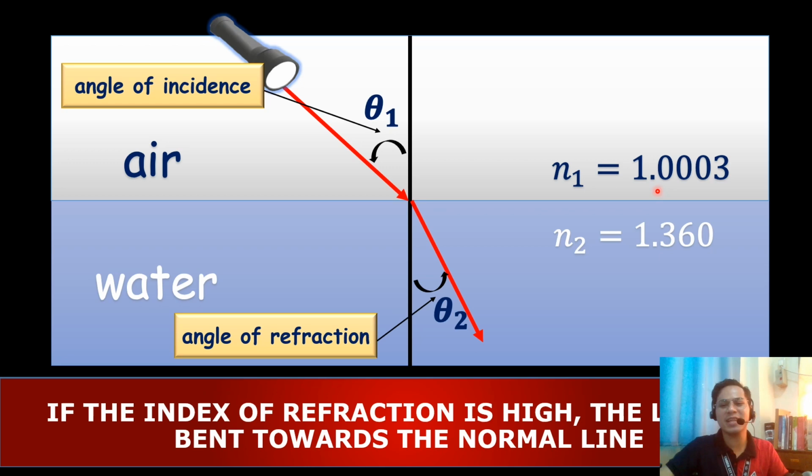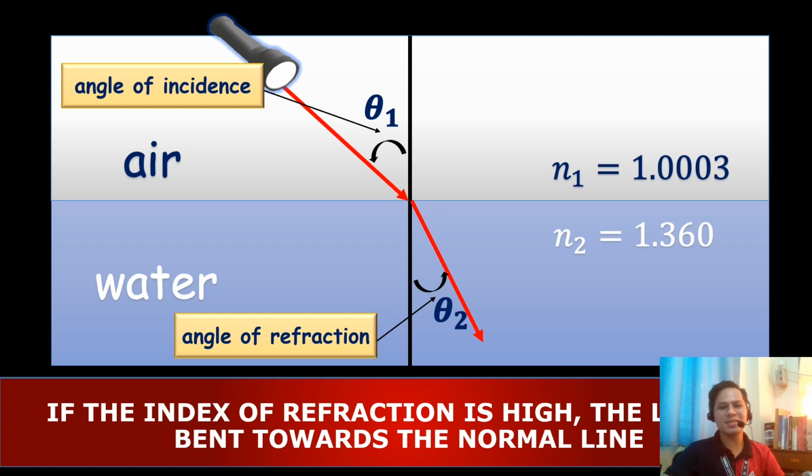So you see, the smaller the index, the faster the speed of light. If the speed of light is faster, the angle is bigger. Here in water, the value of n is big, so the speed of light is slower. Since the speed of light is slower, the angle is also smaller. So again, you will only take note of the angle of refraction. If the angle of refraction is smaller, we term it as bent towards. If the angle of refraction is larger, we term it as bent away.